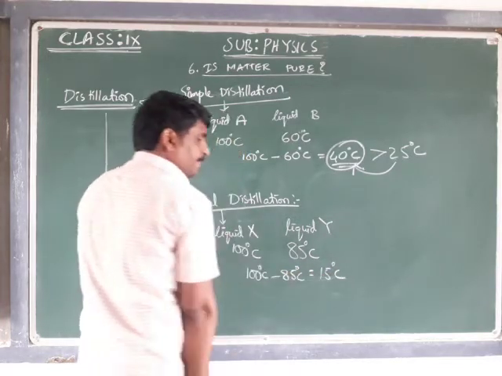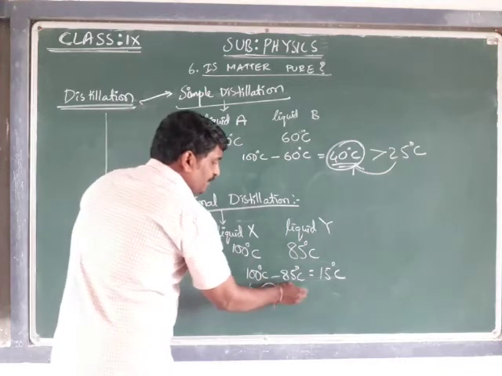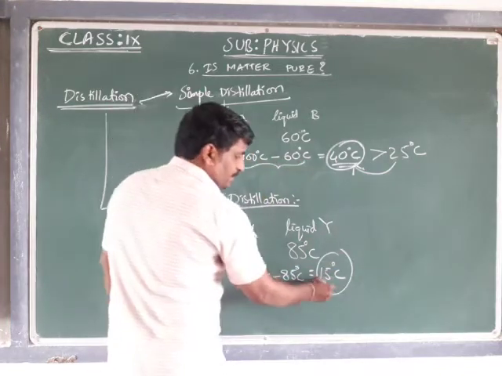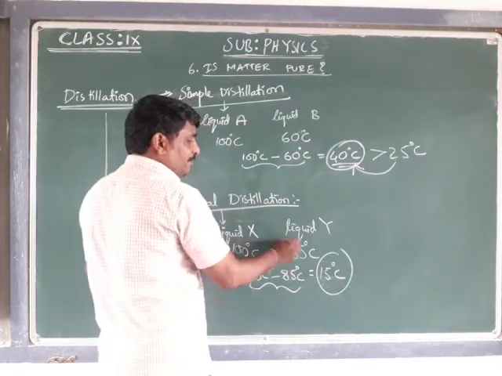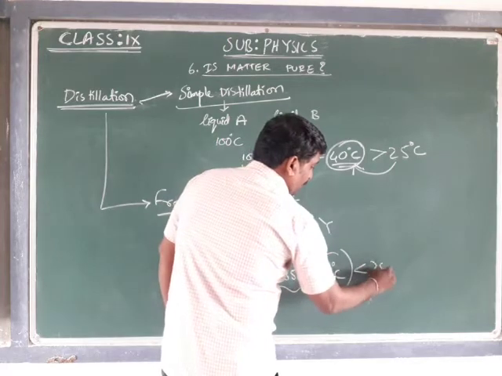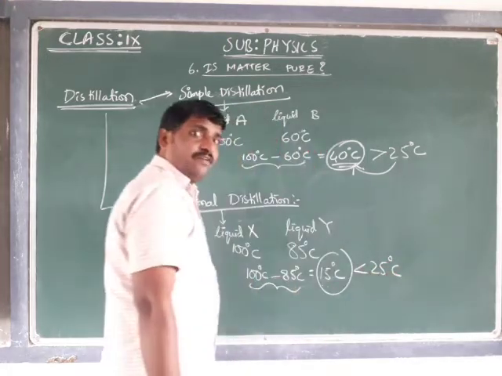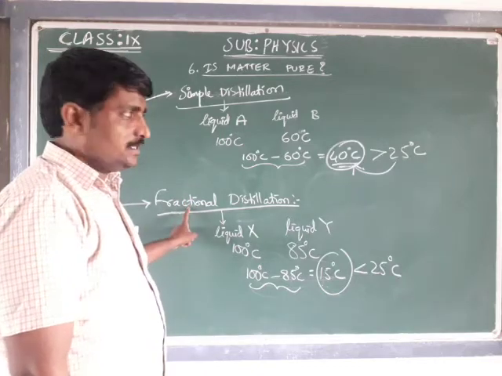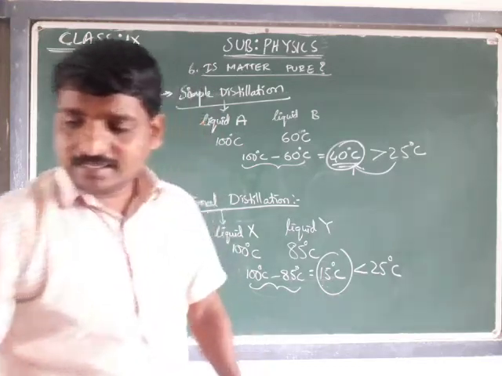That is, if the difference between the boiling points of the two liquids in a miscible liquid is less than 25 degrees Celsius, then we will use a fractional distillation process. I hope you understood this.